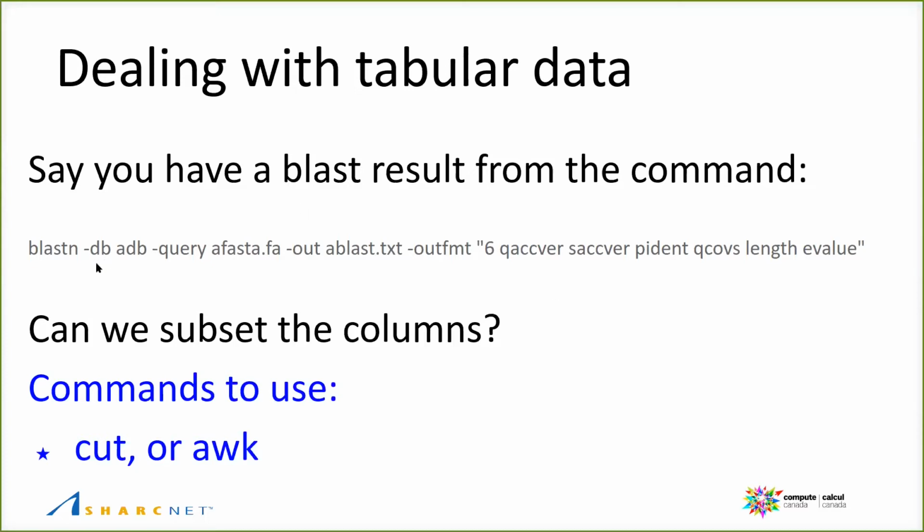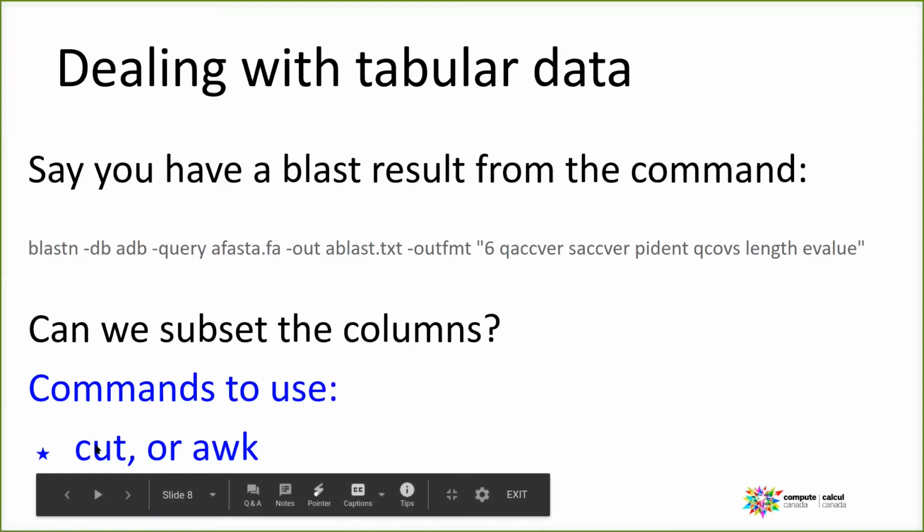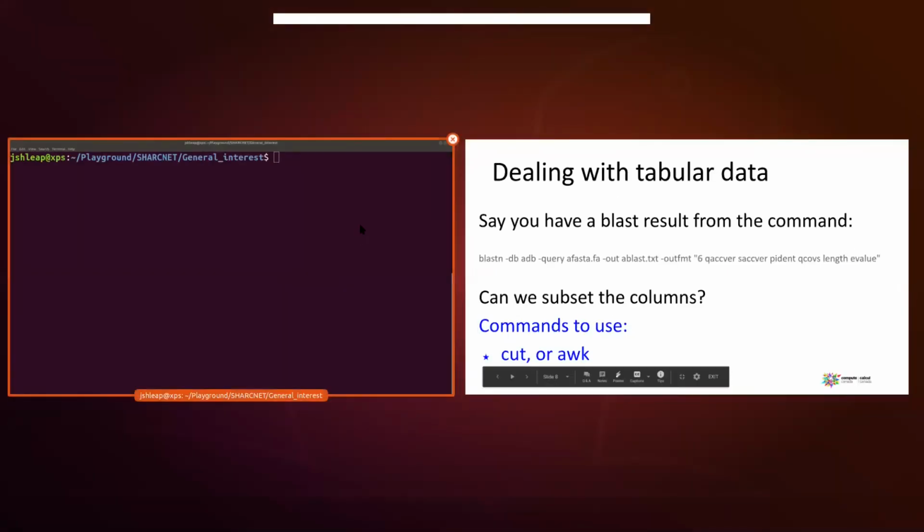So the first thing is, let's imagine that we have a BLAST output, the one that I showed you before, that has 1, 2, 3, 4, 5, 6 columns with this particular set: the query accession version, the subject accession version, the percent identity, the query coverage, the length, and the e-value. But can we subset those? We don't want them all, we want just a few. How can we subset them directly in the cluster or directly in the terminal? Well, we can use either cut or awk. And how does that work?